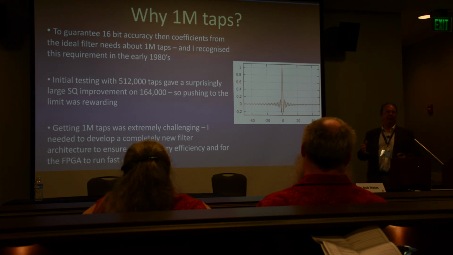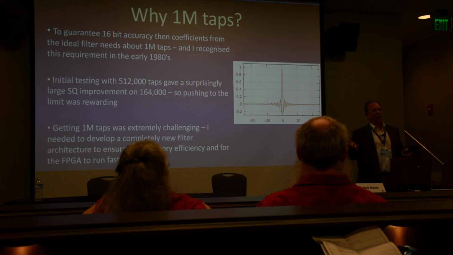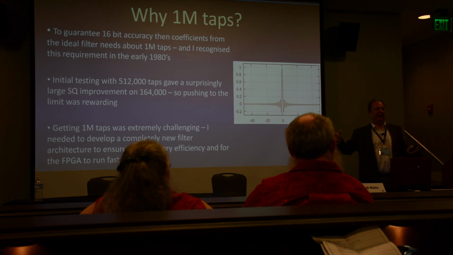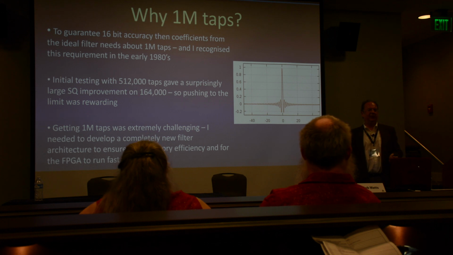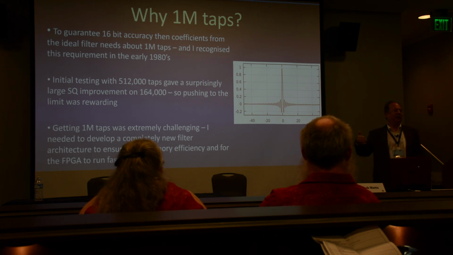So I thought, okay, we've got 16-bit CD. What do we need to do in terms of the sinc function? We'll make the sinc function 16-bit accurate. And what number of taps does that come out at? It came out at about 700,000 taps. So you need something like 1 million taps.